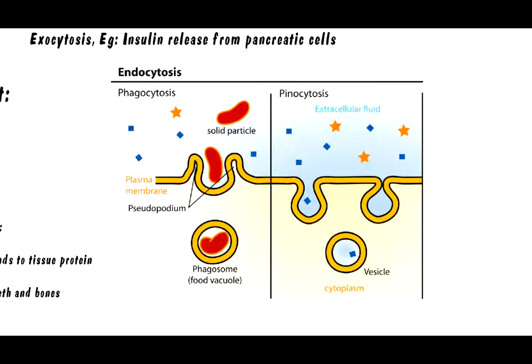Here there is a diagram which gives a brief idea of what phagocytosis and pinocytosis are. In the extracellular surface, solid particles are taken up by the cell membrane, and the cell membrane gets invaginated like a pseudopodium, and then it is taken inside the cell, called a phagosome. In pinocytosis, the smaller solutes are taken up the same way as the plasma membrane invaginates, and it forms a vesicle in the cytoplasm.